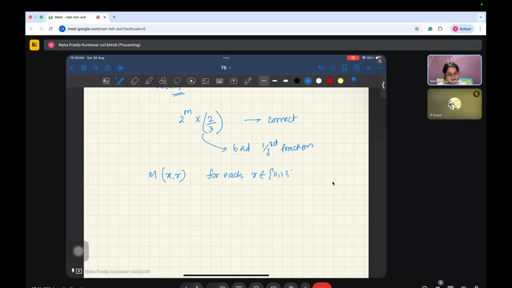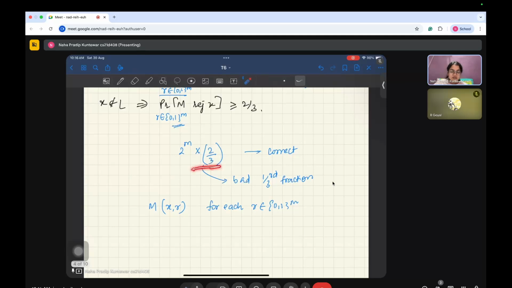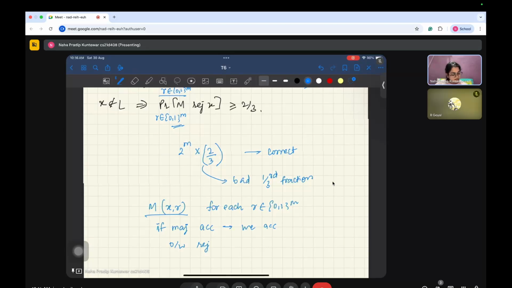So the natural thing would be that we go through all possible r's and take the majority. If the majority of them accept, then we will accept. Otherwise, we reject. The only problem with this is that the number of times we may have to simulate this could be exponential. In fact, it is exponential.